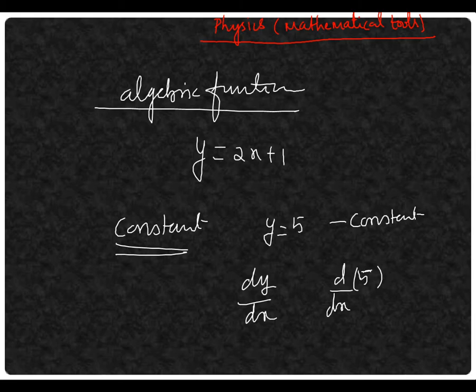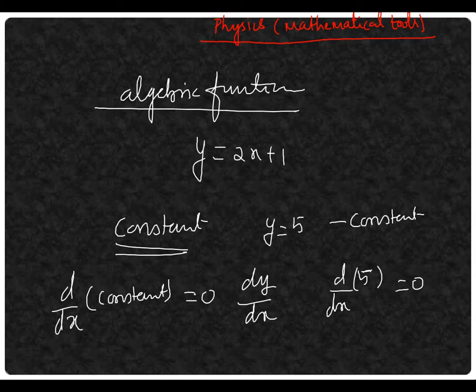That 5 is a constant. So that 5 is not changing with respect to any physical quantity, or any other variables. So the dy by dx of a constant is equal to 0. Okay, so our first formula is: dy by dx of a constant is always equal to 0.